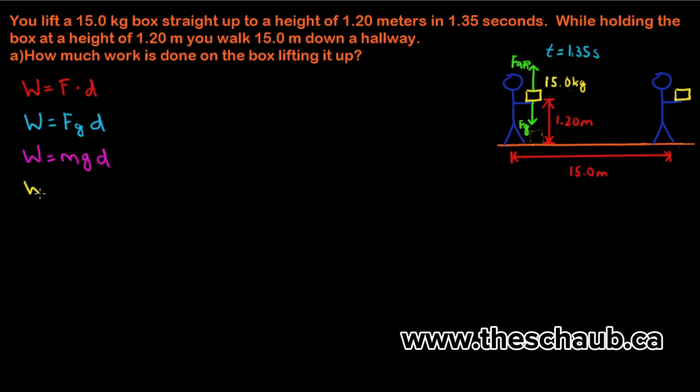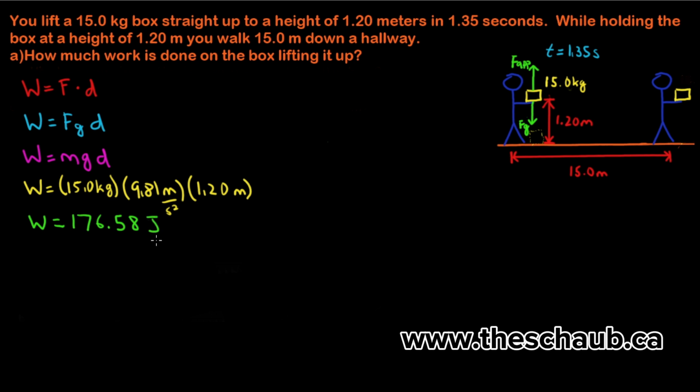So the work done is equal to the mass of the object multiplied by the gravity multiplied by the displacement. Substituting our values, the work is equal to the mass of 15 kilograms multiplied by the value of gravity, 9.81 meters per second squared, multiplied by the displacement of the box, which is 1.2 meters. 15 multiplied by 9.81 multiplied by 1.20 gives a work equal to 176.58 joules. And we can round this to 177 joules.